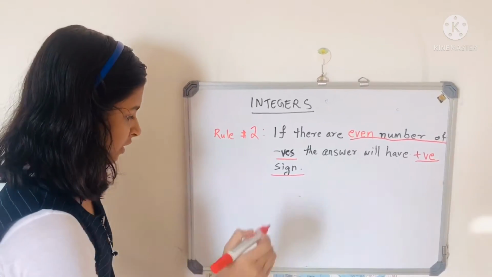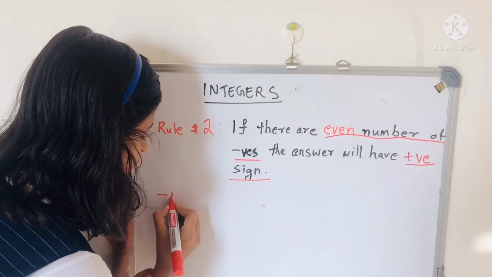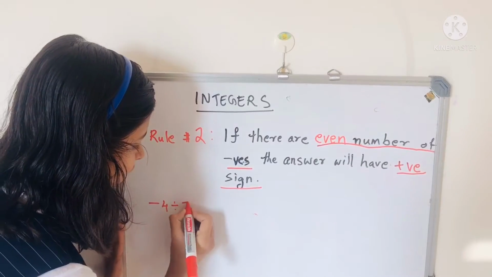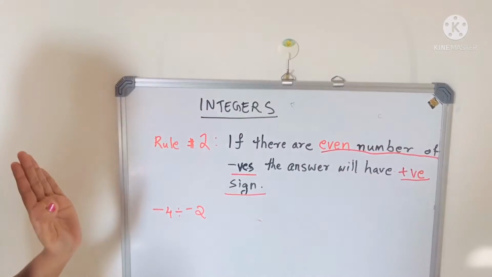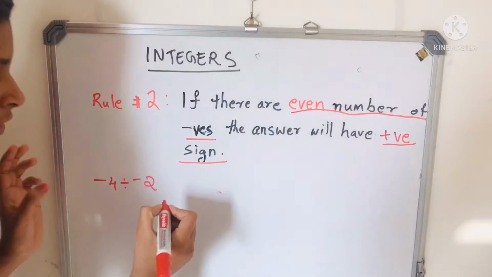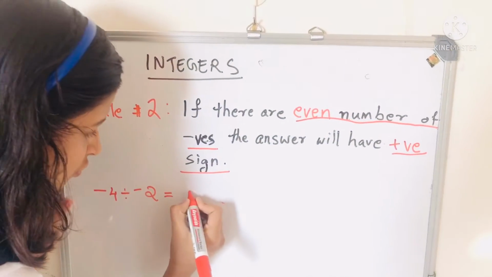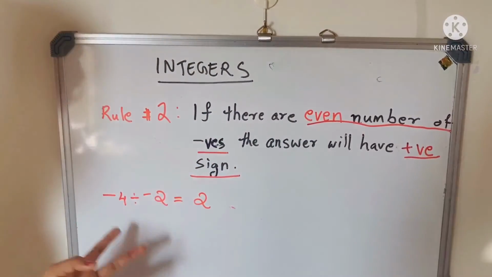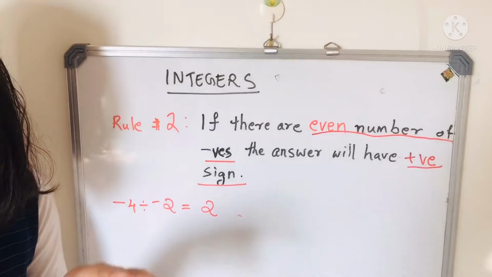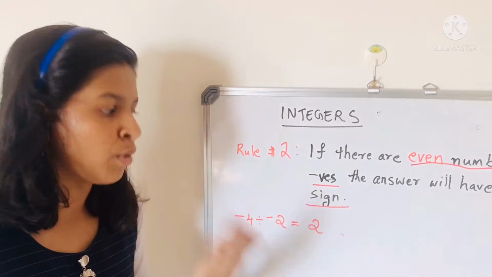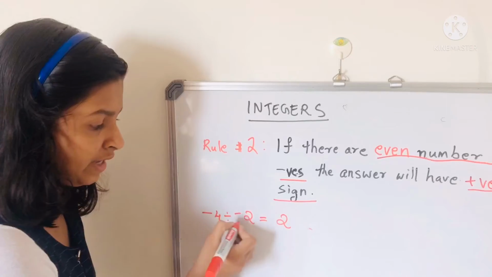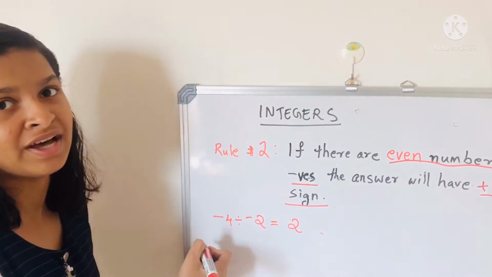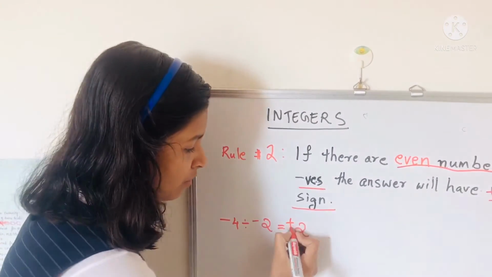For example, I am taking minus 4 divided by minus 2. Here first you have to divide 4 and 2, and we get the answer as 2. The number of negatives is 2, which is an even number, so it will be positive. The number of negatives is even, so we put plus here.